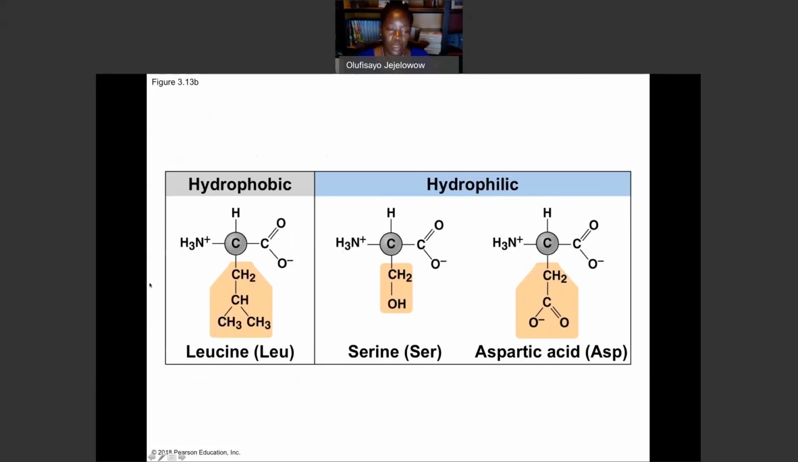So some amino acids are hydrophobic. They don't love water. Other amino acids are hydrophilic, water loving. So this here does not have a water loving side. This has the OH group which loves water, and the COOH which loves water. So leucine is hydrophobic. Serine and aspartic acid are amino acids that are hydrophilic. So you can see how the R groups influence the properties of the different amino acids.